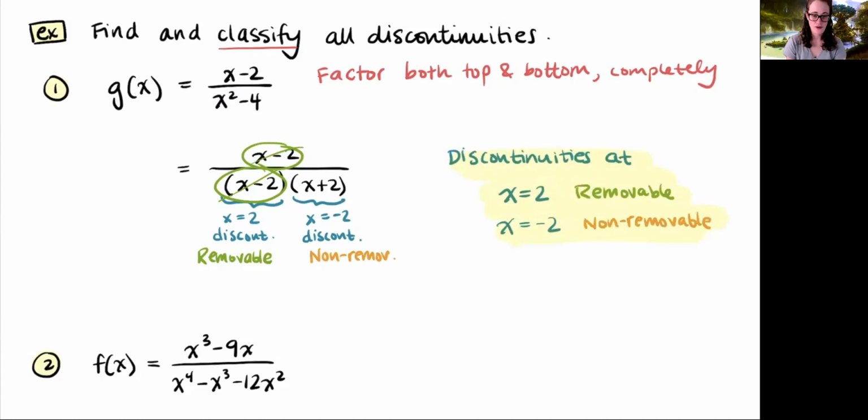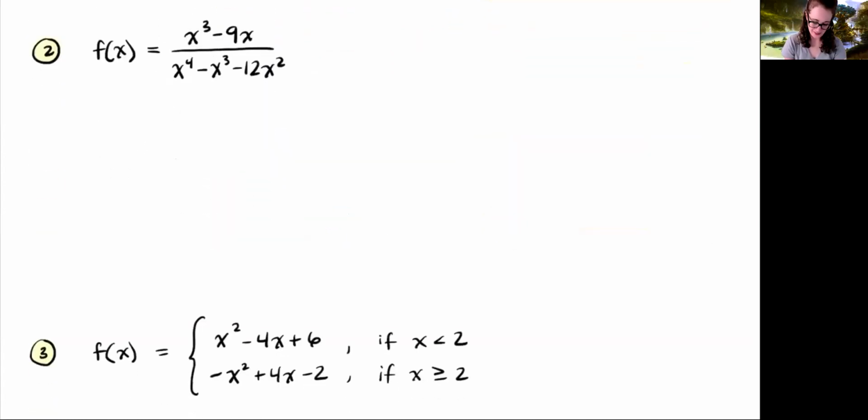All right, let's take a look at one more example. F of x equals x cubed. Oh, I got 2 more actually. x cubed minus 9x over x to the 4th minus x cubed minus 12x squared. Okay, so remember what we want to do is factor the numerator and the denominator completely, or factor the top and bottom all the way.